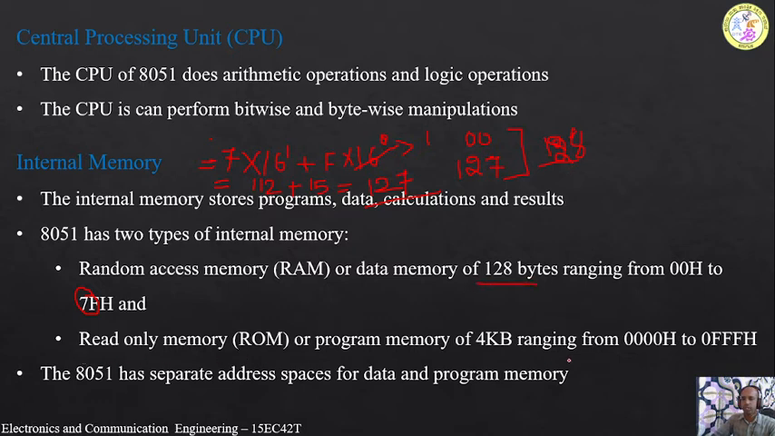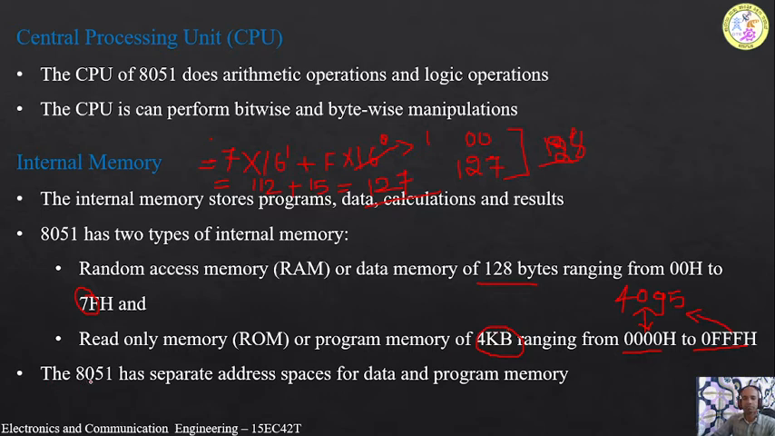Similarly, read-only memory ranges from 00 to 0FFF. If you convert 0FFF, the equivalent value will be 4095. We can do the conversion similarly, otherwise we can take the help of a calculator. So the total range will be from 0 to 4095, which is equal to 4096. That is nothing but 4 kilobytes, so 4096 bytes will be there.